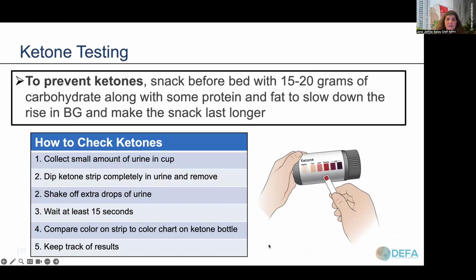And if they, in fact, do start spilling ketones, we want to make sure to prevent this by having them snack before bed with a 15 to 20 gram carbohydrate snack that has some protein and fat to slow down that carbohydrate so it lasts longer.